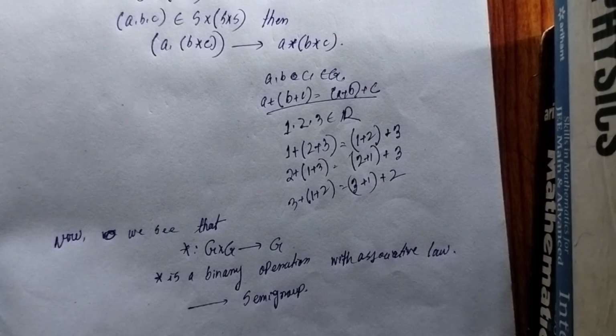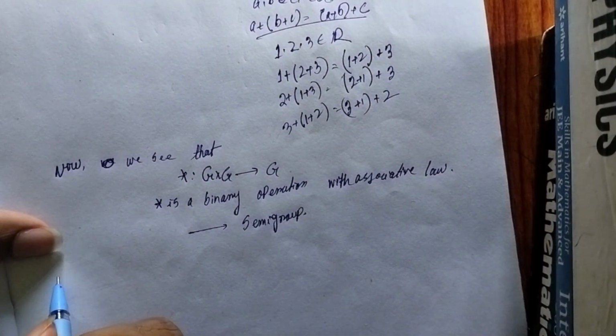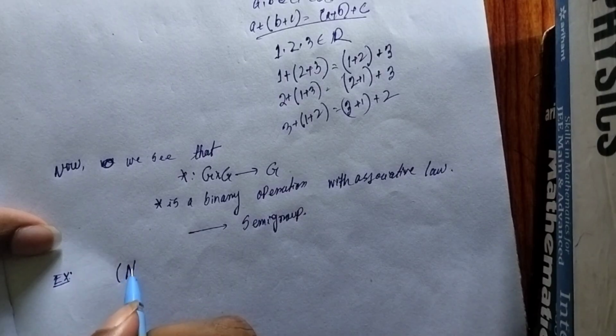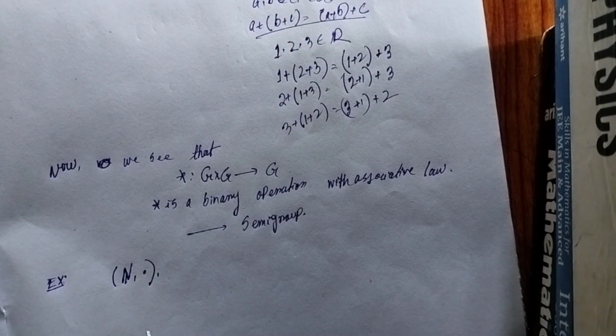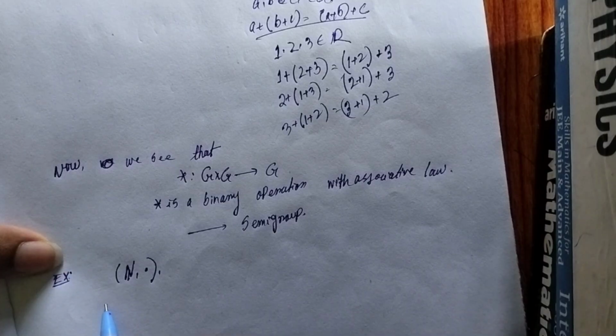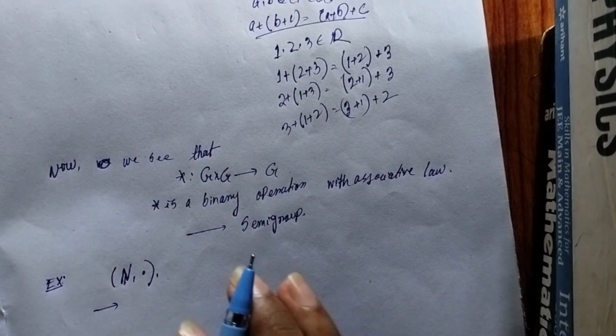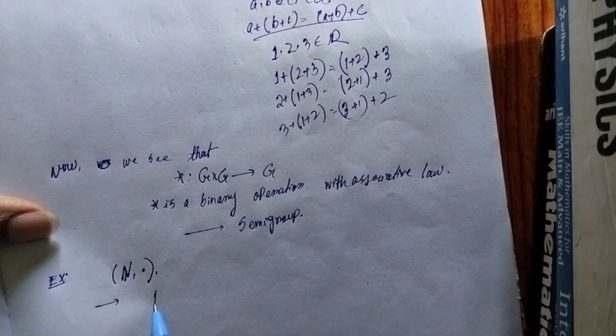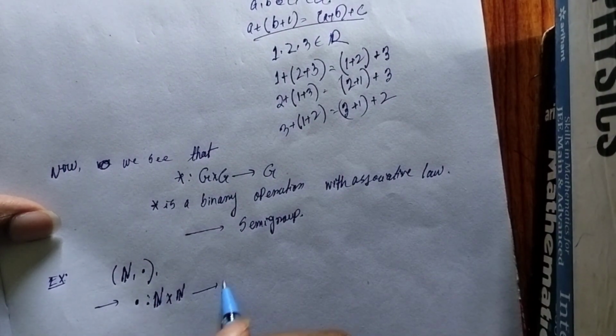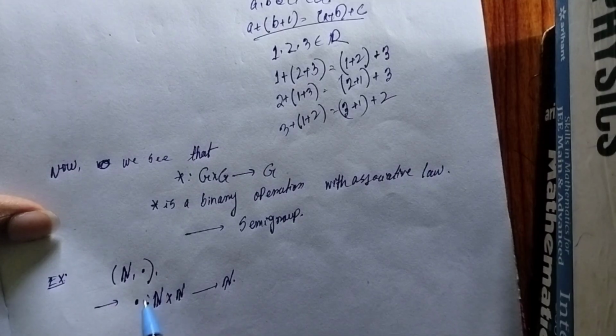First of all, let's see some examples of a semigroup. Let us take the first example: the natural numbers under multiplication. We have already gone through this example, so it is very clear that this is closed. N cross N under multiplication is a binary operation. That means this is closed.